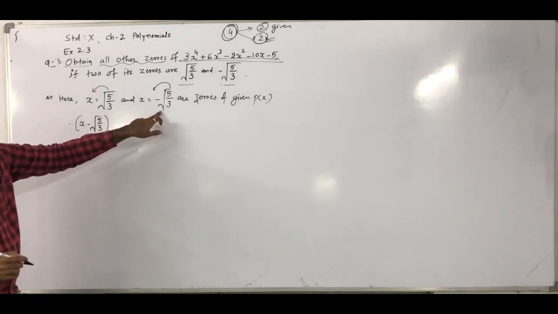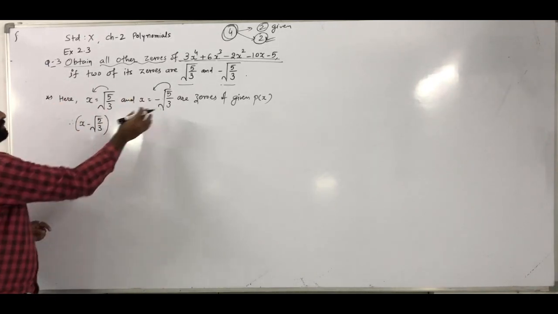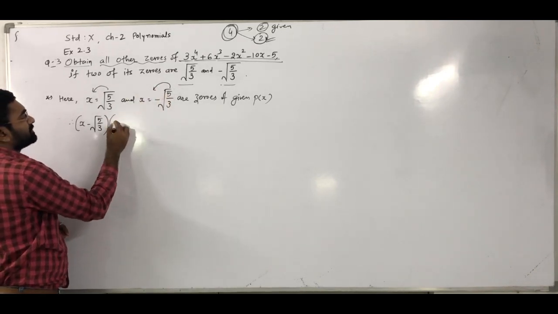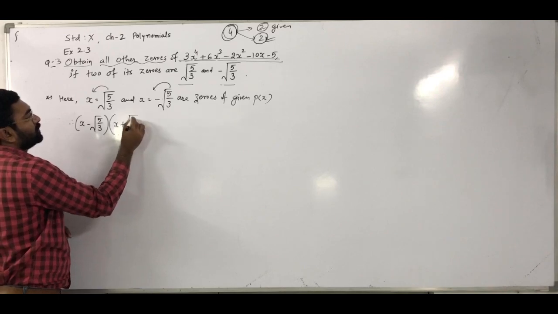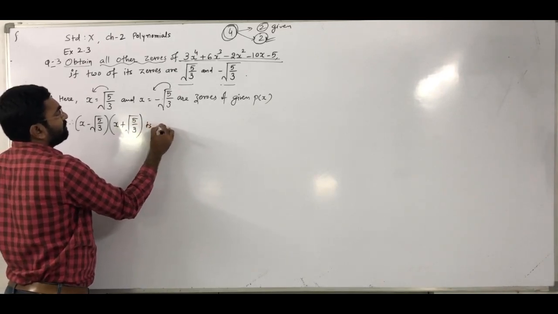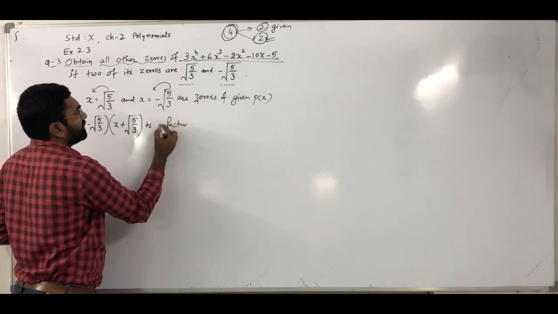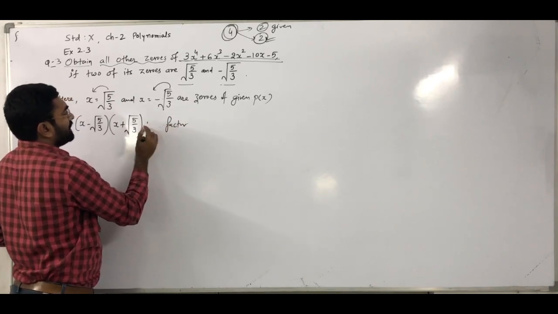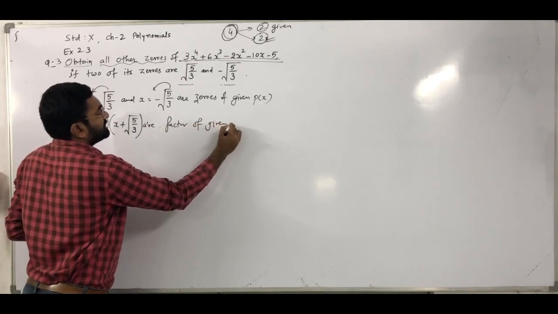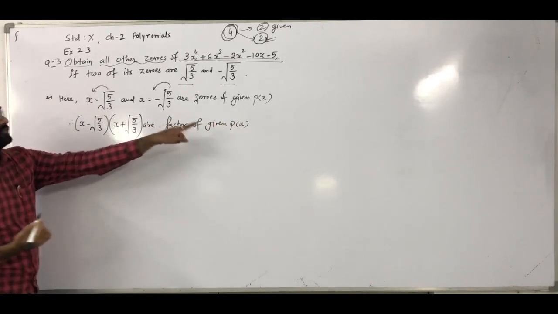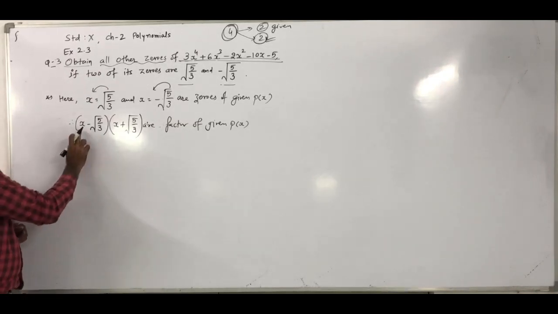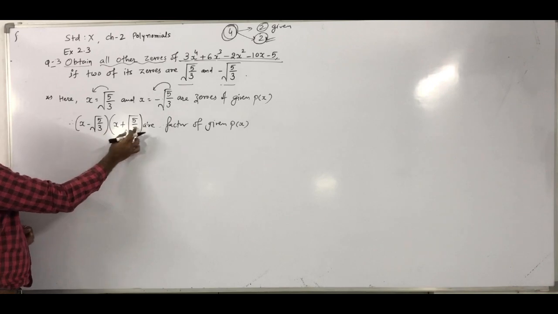Same way, from the second zero we can define another factor. Minus root 5 by 3 comes to the left hand side of the equal to, so it becomes a plus. So x plus root 5 by 3 is a factor of the given p of x. These are the two factors of the given p of x. Now observe these two factors: x minus root 5 by 3, x plus root 5 by 3.